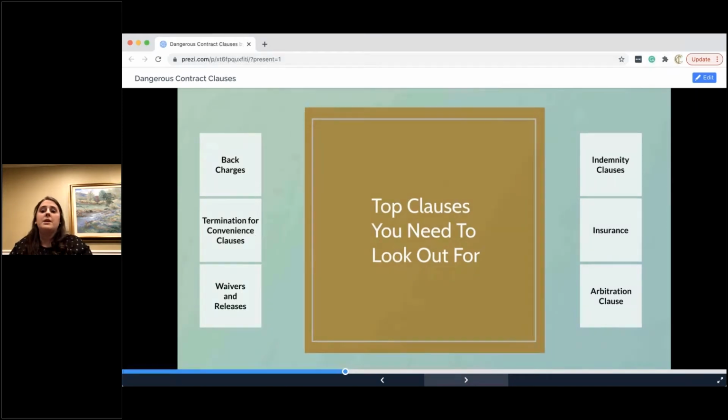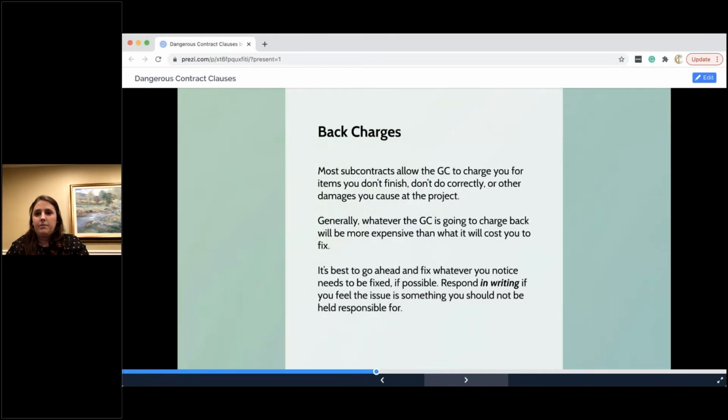So the first one is going to be back charges. Now, back charges are kind of similar to delay damages in that it costs you way more money than just actually doing the work. So these subcontracts allow the general contractor to charge you for items you didn't finish, you didn't do right, or damages you caused at the project. And so typically that amount is going to be much more expensive than you just doing the work yourself.